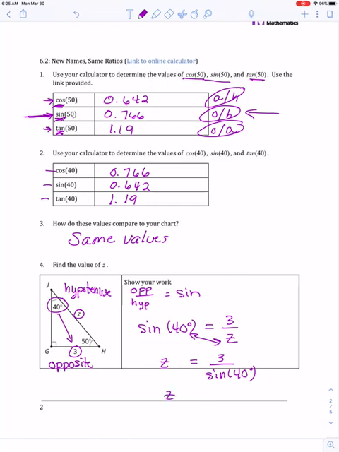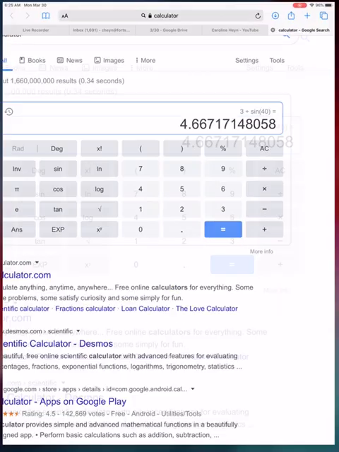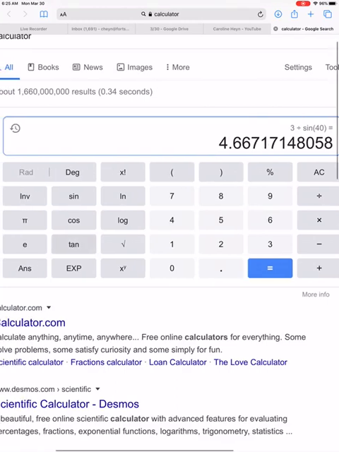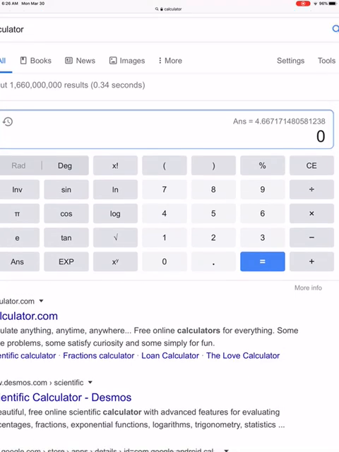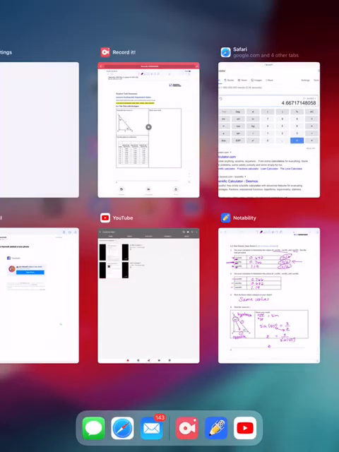Okay, and then I'm going to go to my calculator, which, let me clear this so we can go over it. Just real quick, make sure that you have your degrees. So you want to do 3 divided by, click your sine 40 degrees. Enter. So now we get the exact same thing we did in our previous question, 4.66. So let's round it. So z again is 4.7.